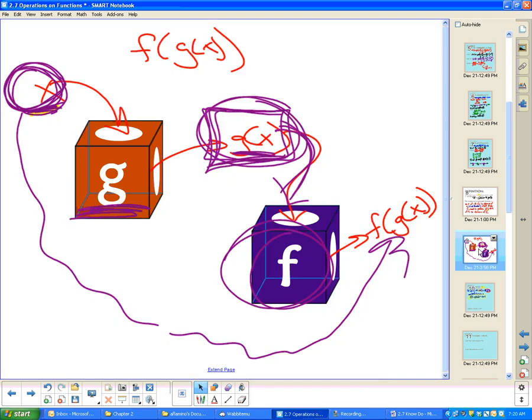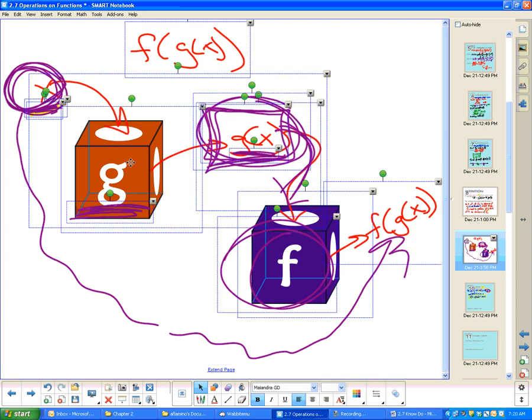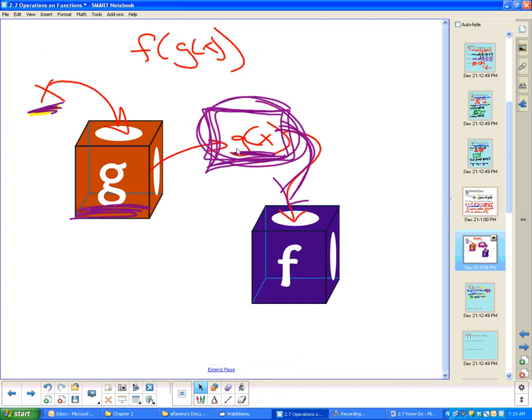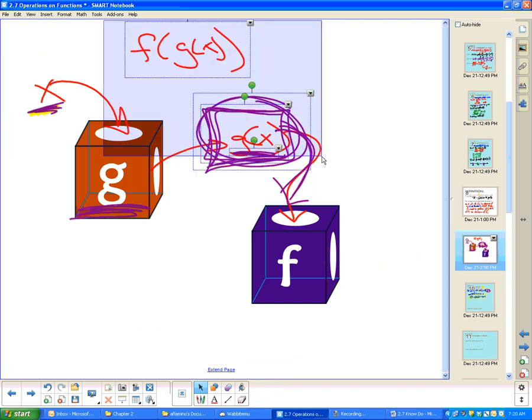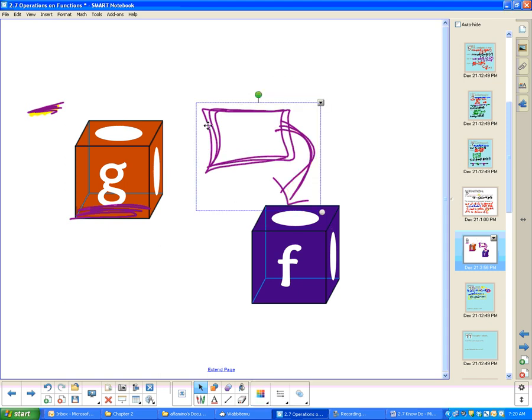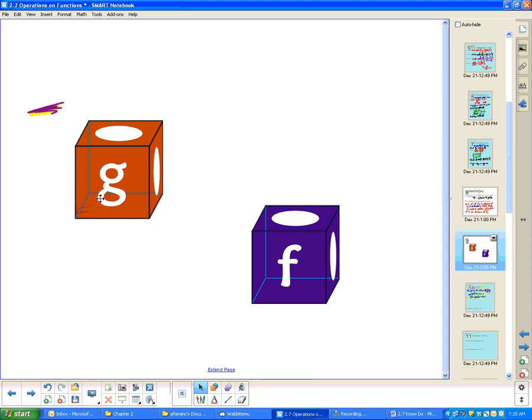Let me erase all this stuff for a moment here. Let me see what's going on here. Do a little erasing here. Sorry, kids. We're getting there. All right, let's clean this up.